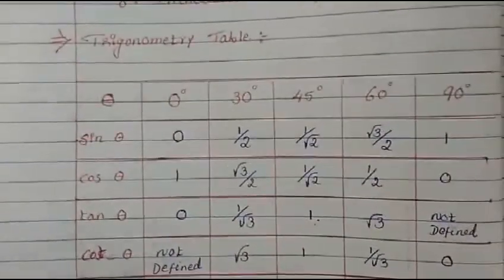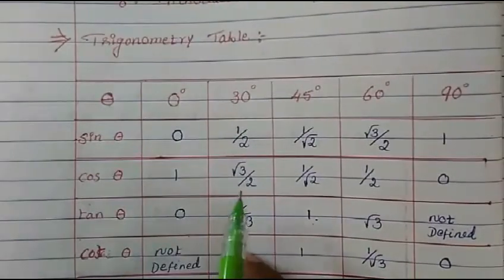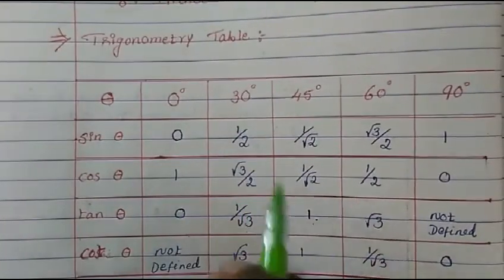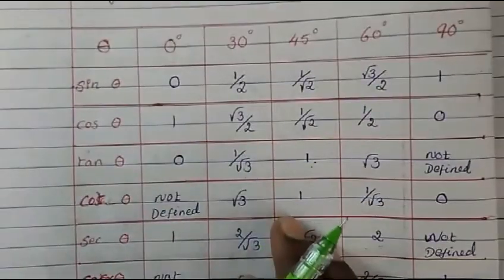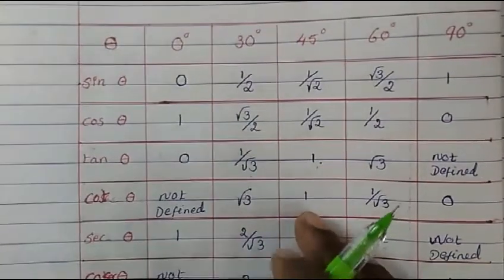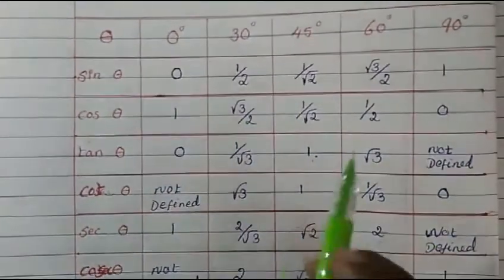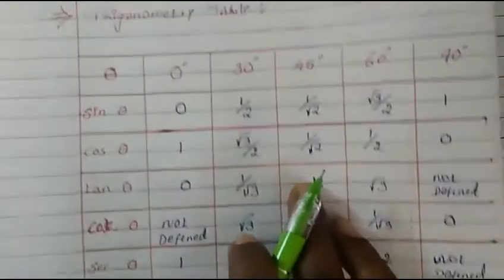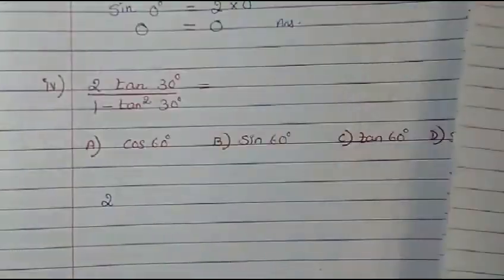For this chapter, you need to know this trigonometry table by heart. Better you learn it by heart, because if you prepare the table in the exam, a lot of time will get wasted. So you learn it 2-3 times, you write and learn, and you will learn this table by heart. Okay. So now let us see what we have to do.